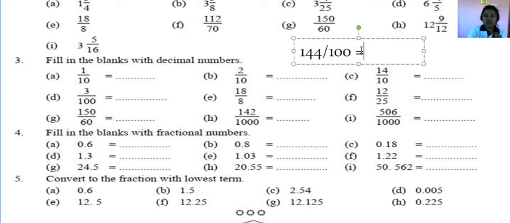1.44. Very good. Two zeros are there, that's why we'll be calculating two numbers from the backward side, and we'll be writing 1.44 as the answer. And suppose if there are three 0s here, then what happens? We'll be calculating from the backward side again. 0.144 will be the answer.